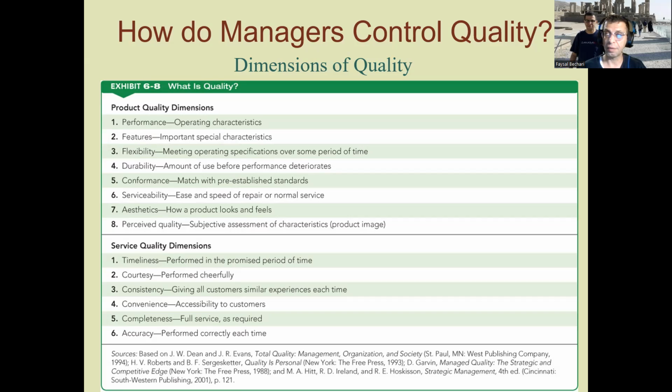They are timeliness, performed within the promised period of time. Courtesy, performed cheerfully. Consistency, giving all customers a similar experience each time. Convenience, accessibility to customers. Completeness, full service as required. And then you have accuracy, which is performed correctly each time.